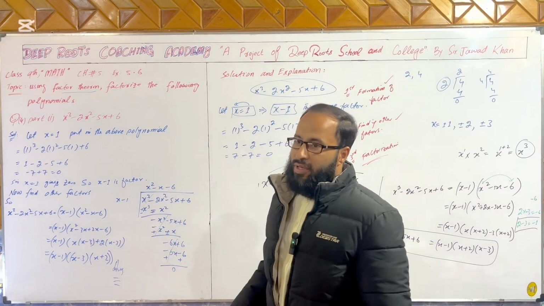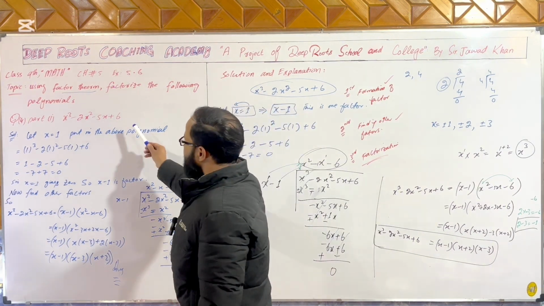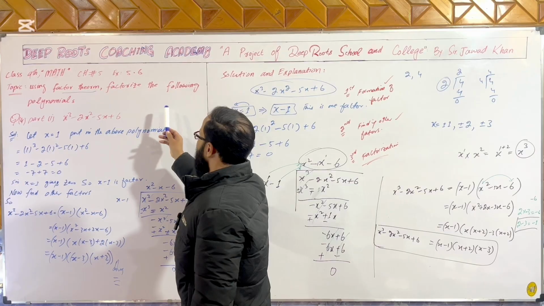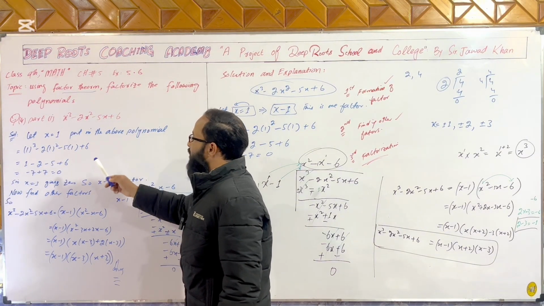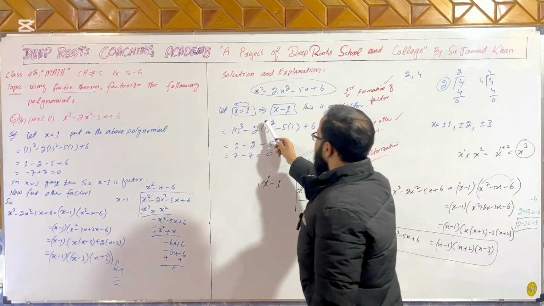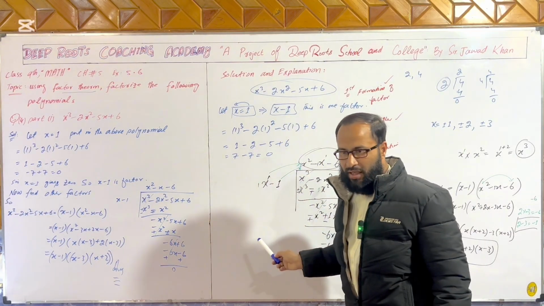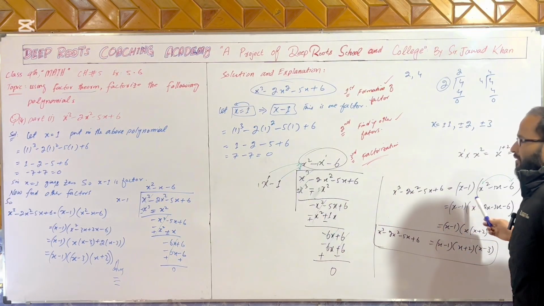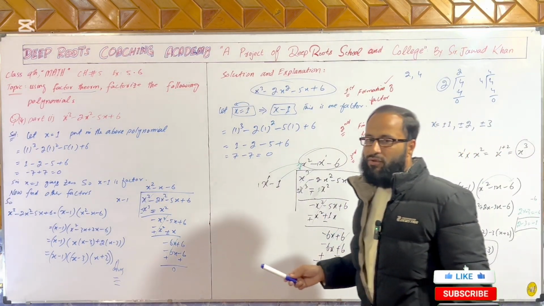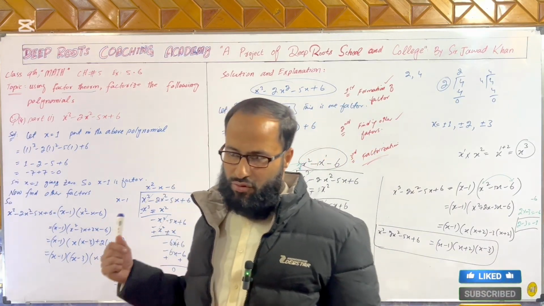So the conclusion of the question is, when they give you such a type of question asking to factorize using the factor theorem, first of all you have to find the factor, and after that divide the polynomial by the factor, and after that factorize it by the specific methods of factorization that you've learned already. So hope you are understanding. If there is any question, you can ask.